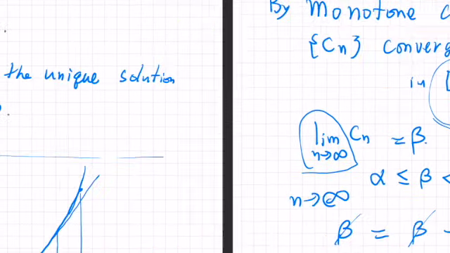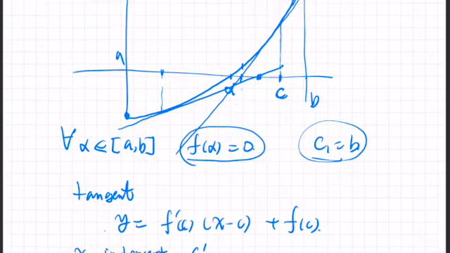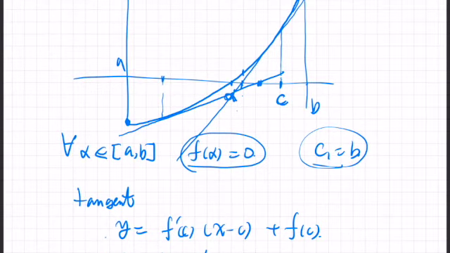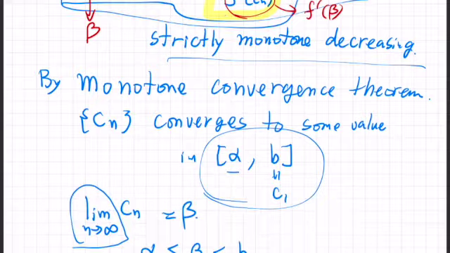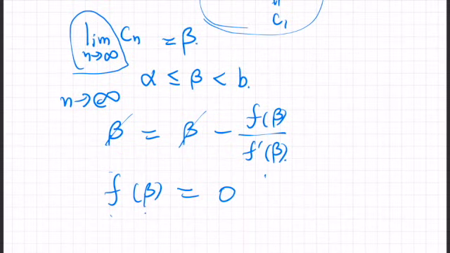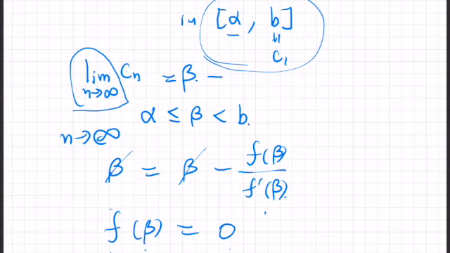However, alpha is the only point where f of alpha is equal to 0. That makes the value of the function 0. So therefore, if f of beta is equal to 0, it must be that beta is equal to alpha. So this sequence converges to alpha, which is the zero point of the function.